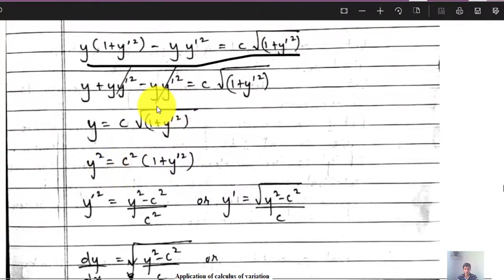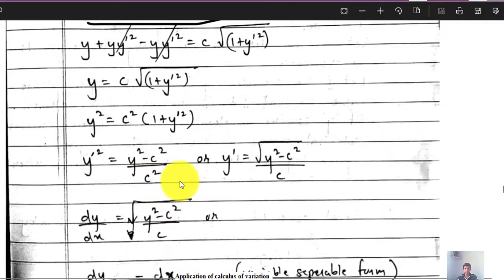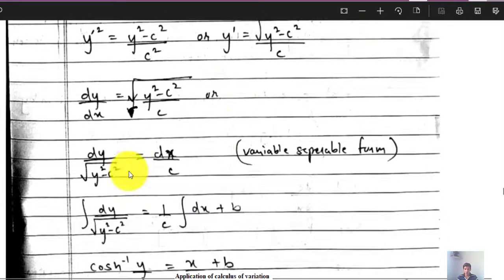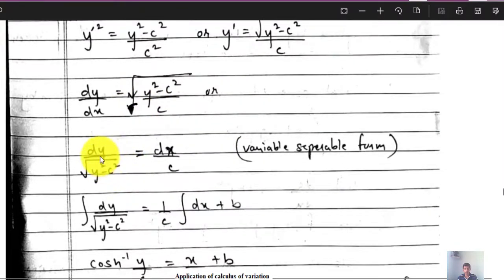So y square is equal to c square times 1 plus y prime square. Therefore y prime square is equal to y square minus c square divided by c square. So y prime is equal to square root of y square minus c square divided by c. Therefore dy by dx is equal to square root of y square minus c square divided by c, or I can write this equation as dy divided by square root of y square minus c square, which is equal to dx divided by c.